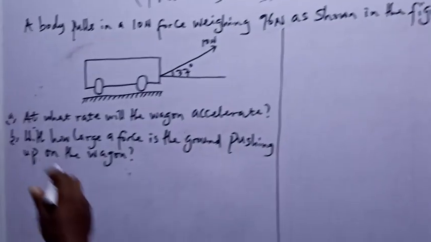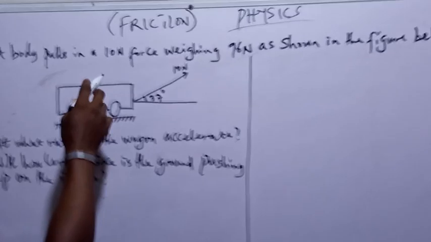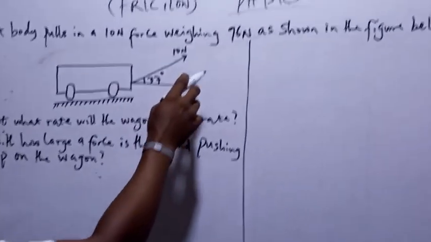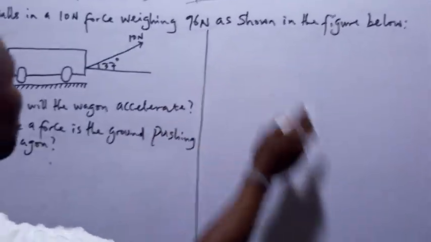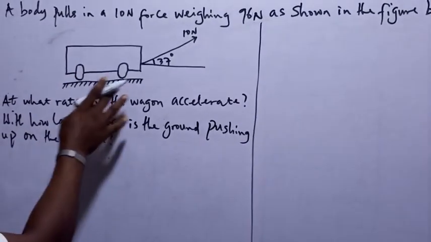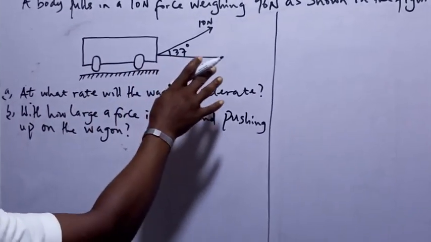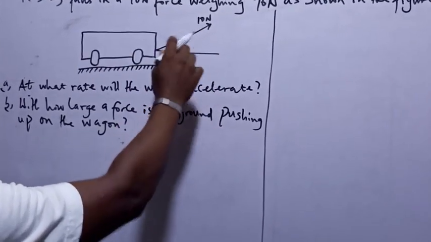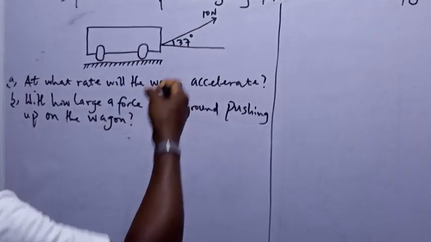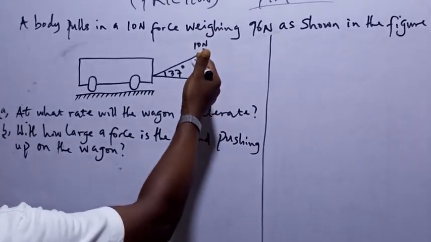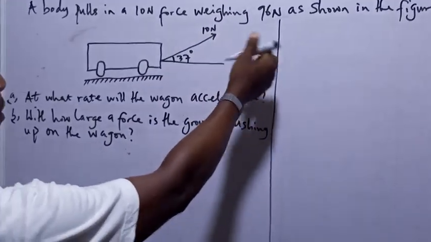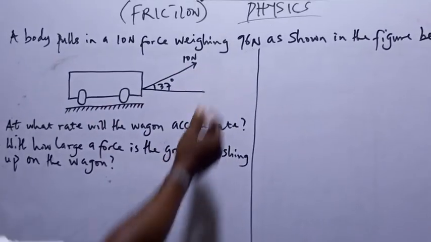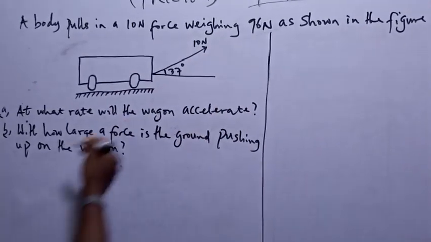It says a body pulled with a 10 Newton force, weighing 96 Newton, as shown in the figure below. This is the figure representing the statement here. The body is dragged with a 10 Newton force, and the weight of the body is 96 Newton, as shown in the figure below.